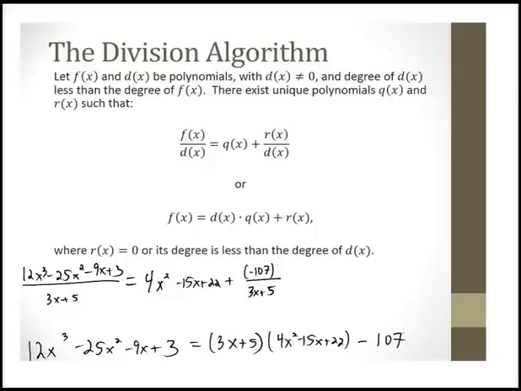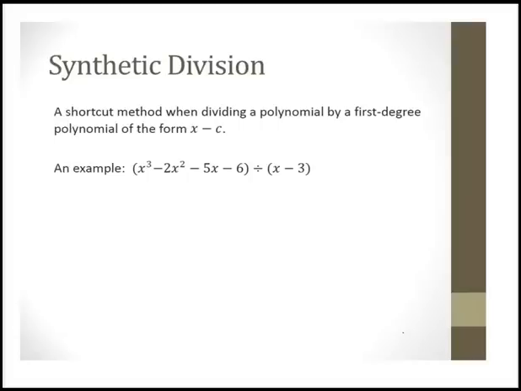Now let's keep that in mind because we're going to be using it later. In certain circumstances, we can use another approach, another process called synthetic division. But this only works if we're dividing a polynomial by a first degree polynomial of the form x minus c. So for example, here we have x cubed minus 2x squared minus 5x minus 6 divided by x minus 3. So we are dividing by a first degree polynomial of the form x minus c, and so in this case my c is 3. I'm dividing by x minus 3, so that's the form x minus c where c is 3.